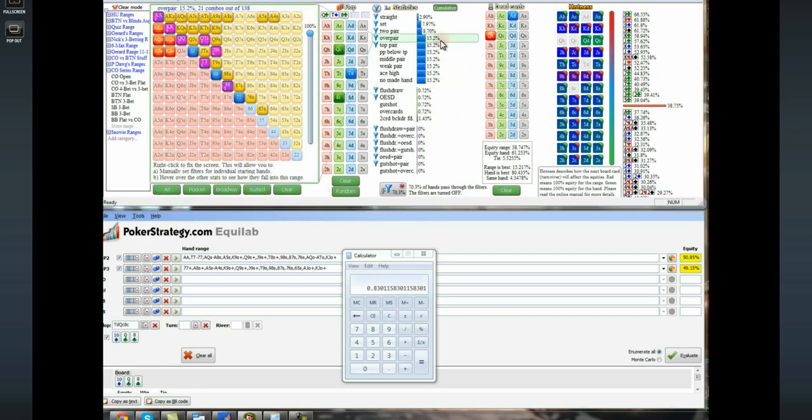We're going to look at his overpair or better, and we're going to add how many combos of ace-queen our opponent can have if we have ace-queen and there's a queen on the board. You should know this. The answer is six. If we have ace-queen and this is the flop, there's three aces left in the deck and two queens left in the deck. So three times two is six. There's six combos of ace-queen in the opponent's range.